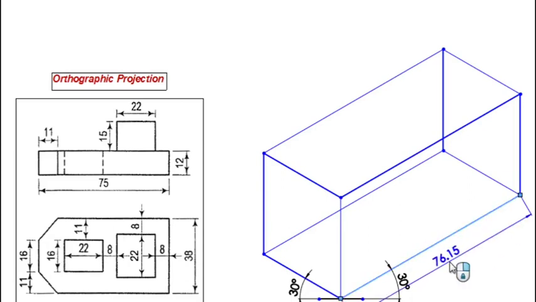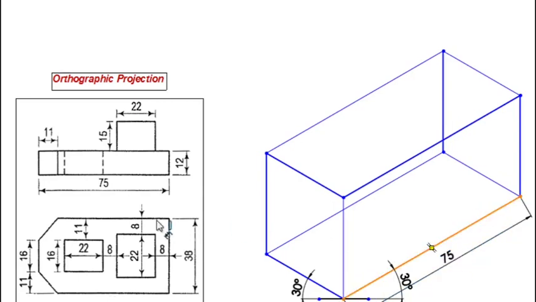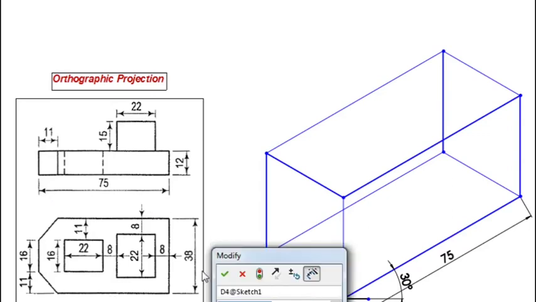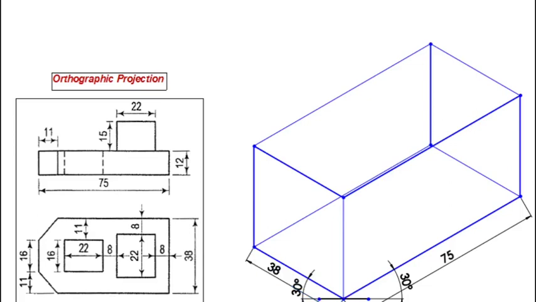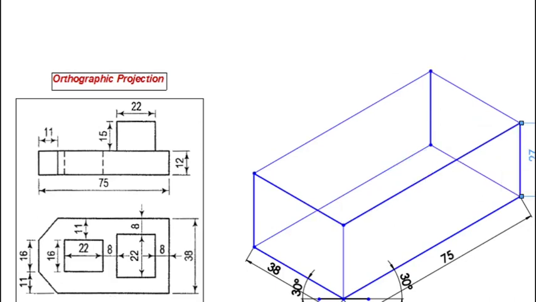This is the x direction, it means it is 75 mm. From the front view you can observe it is 75. This is the y direction, and this is 38 mm. And this is the z direction. This is the z direction. This is 15 plus 12, which means 27 mm. Like this. Now your box is ready.